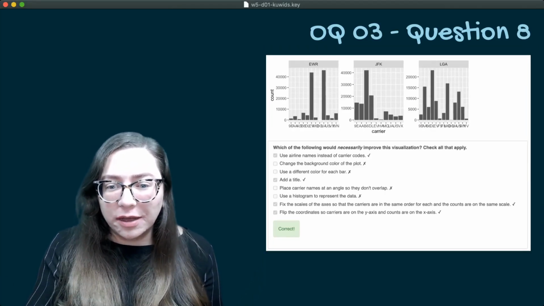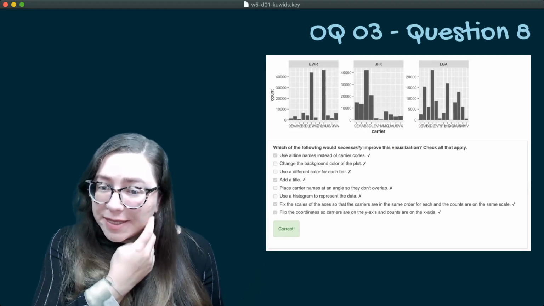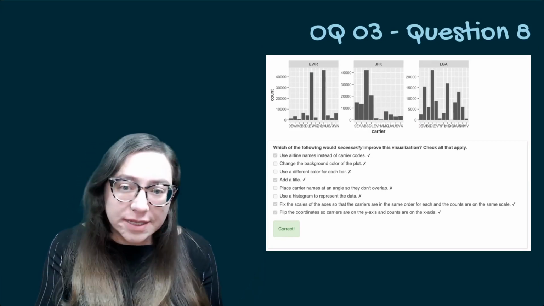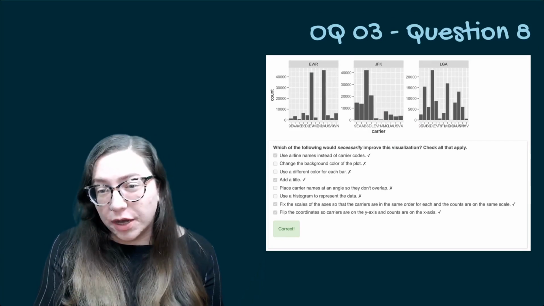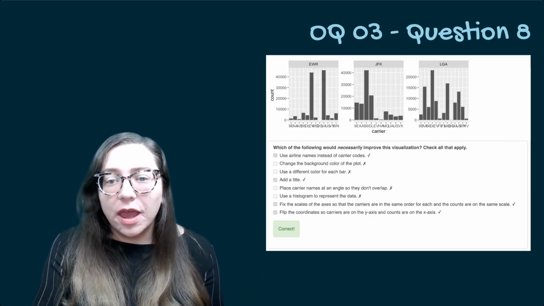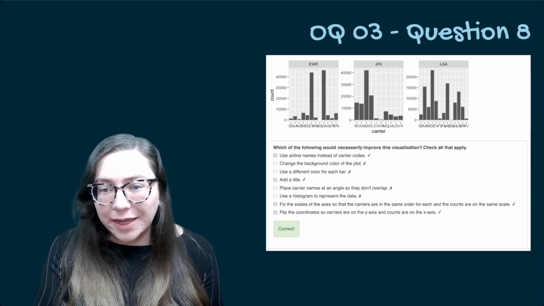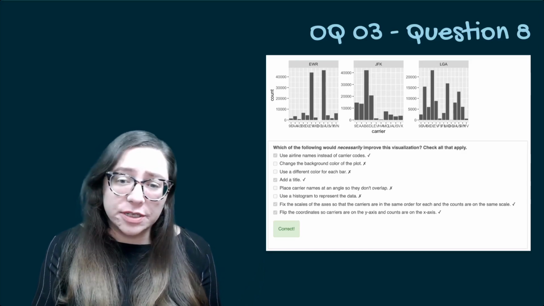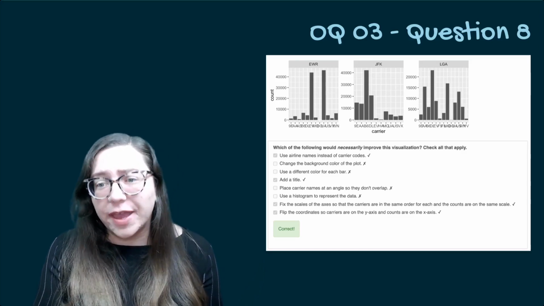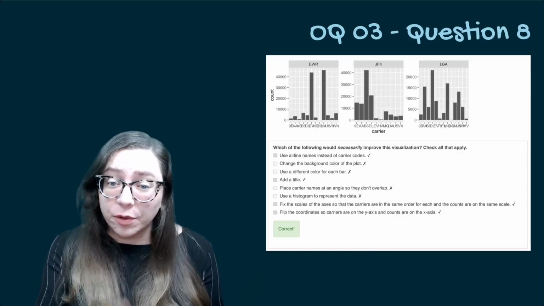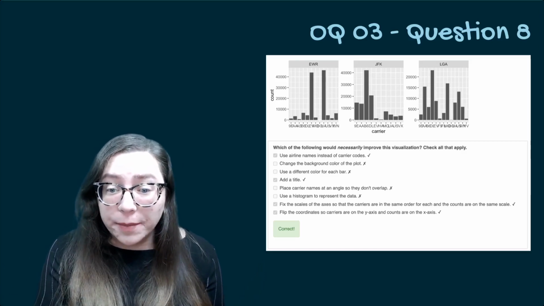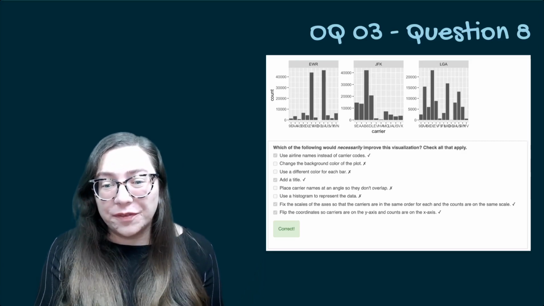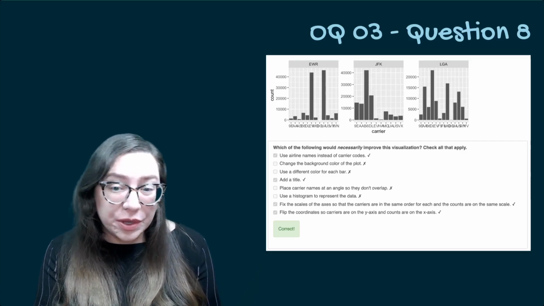Question 8 was similar, where we had the various airline codes at the bottom, and you don't necessarily need to know what the codes are in order to answer this question. And then we have how many flights were leaving the various airports in New York. So EWR was Newark, JFK, and LaGuardia. Those are the 3 airports with the 3 facets. Using airline names instead of carrier codes would obviously help improve the visualization, but what are some things that wouldn't help?